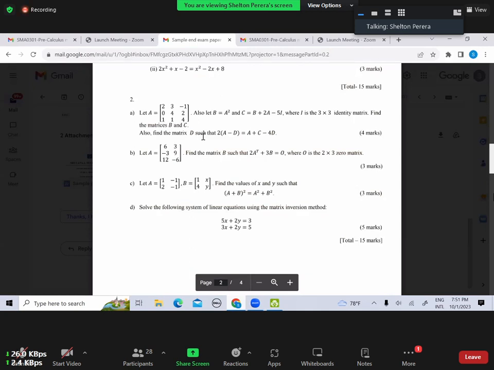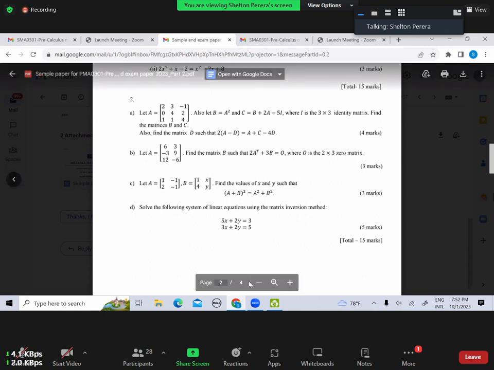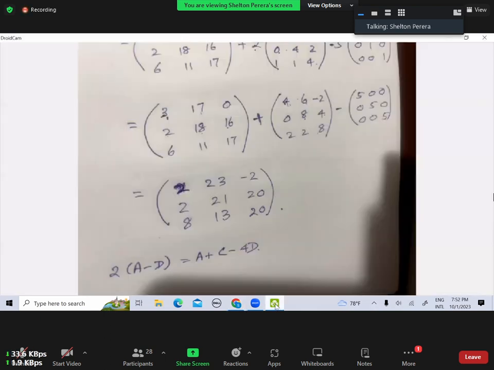Now also find the matrix D such that twice A minus D equals A plus C minus 4D. You want to find the matrix satisfying this equation. D is on both sides. So why don't we take D to one side? Read it: twice A minus D equals A plus C minus 4D. Let me show you how to do it.